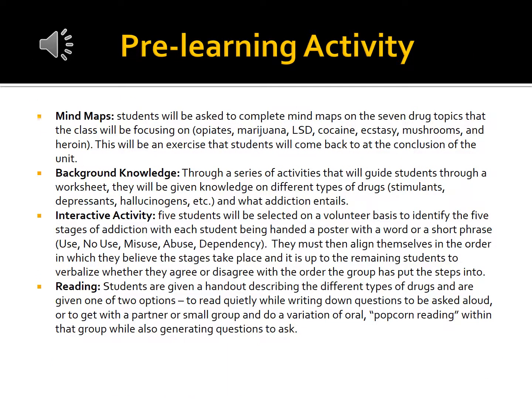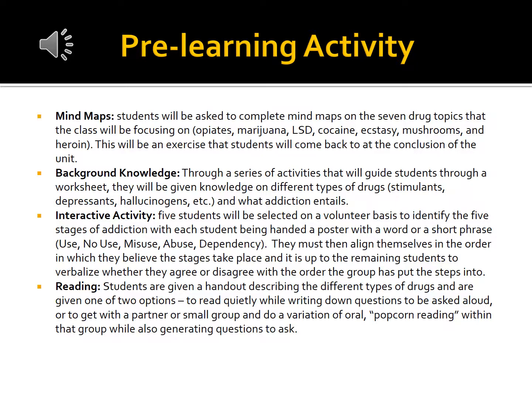Pre-learning activity. Mind maps. Students will be asked to complete mind maps on the 7 drug topics that the class will be focusing on. This will be an exercise that students will come back to at the conclusion of the unit. Background knowledge. Through a series of activities that will guide students through a worksheet, they will be given knowledge on different types of drugs and what addiction entails.